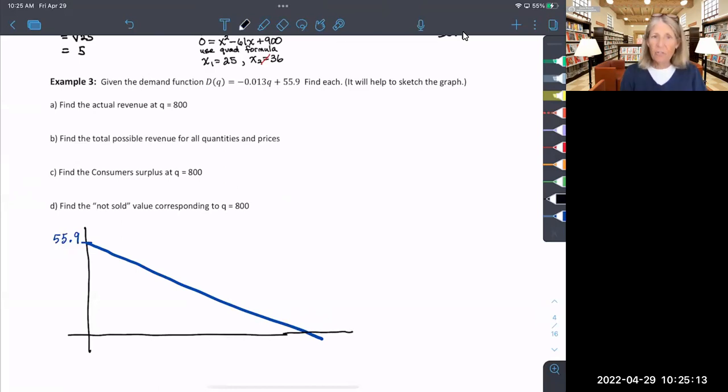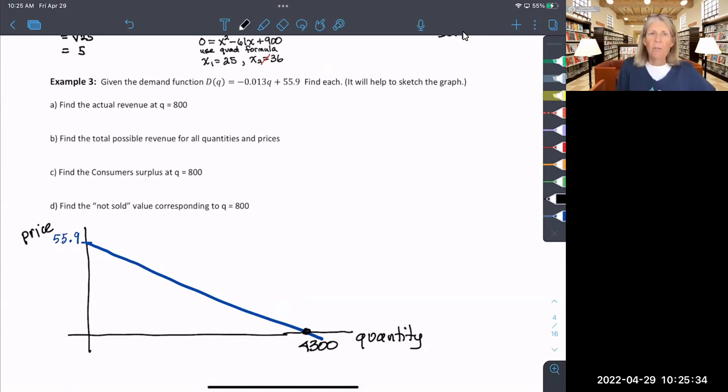And I want to draw the picture far enough that I can get where it intersects the x-axis, which for this one is right here at 4,300. Now remember, the x-axis is the quantity, while the y-axis is our price. Okay, helpful to label that. So this is the picture.